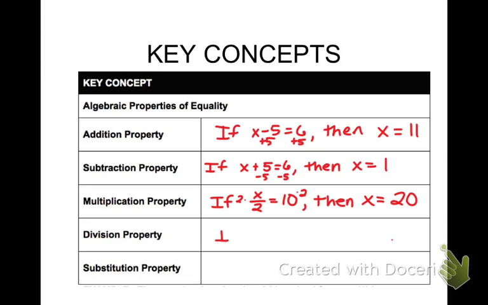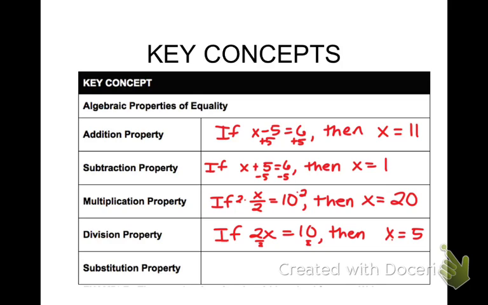Division. If 2x is equal to 10, then your x would equal 5. Because how do you get rid of the 2 in front of the x? You divide it out, right? So that's the division property.